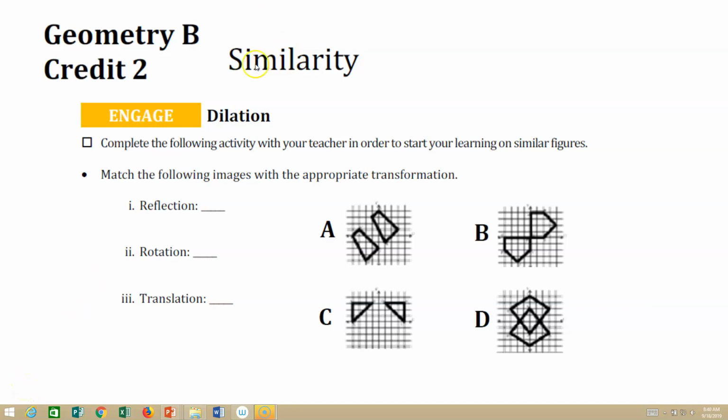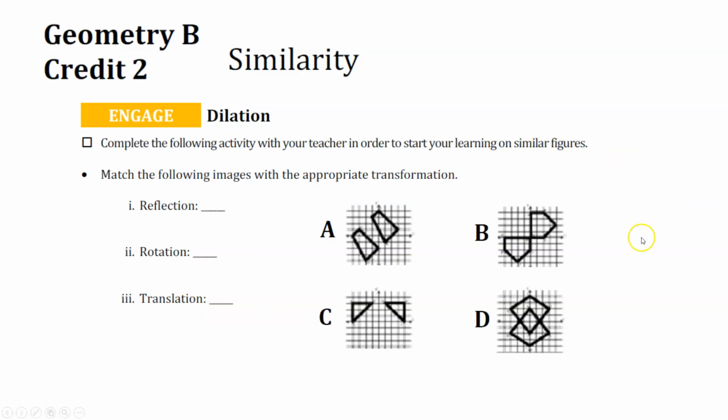We'll be going over a couple of vocabulary words today. This packet is going to be based on similarity, so we're going to learn what it is and how we know if two shapes are similar. But before we do that, we're going to go over a couple of words: dilation, reflection, rotation, and translation.